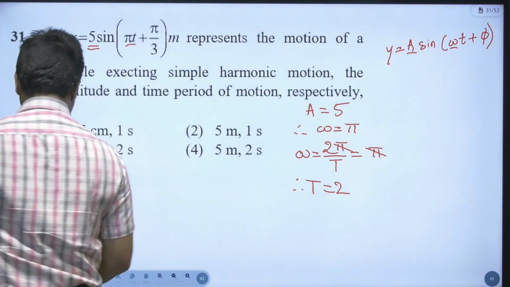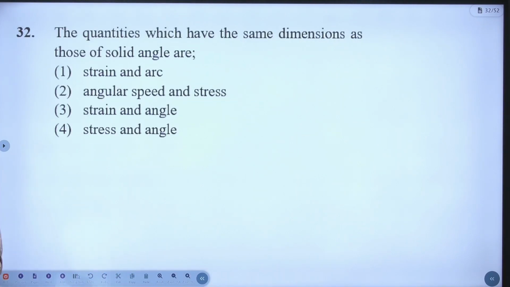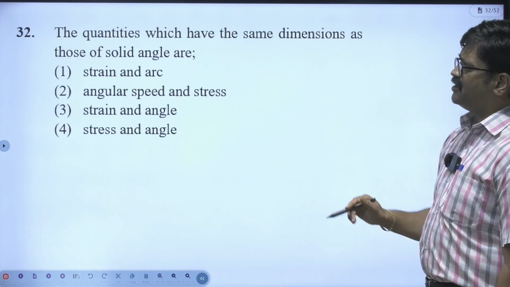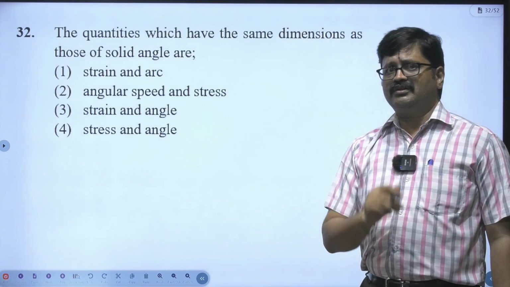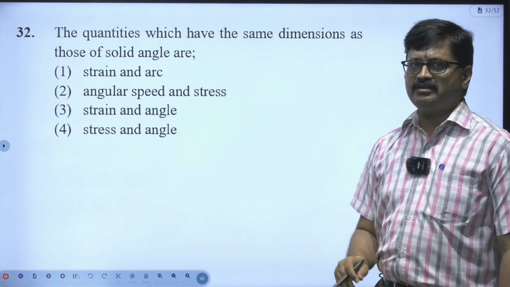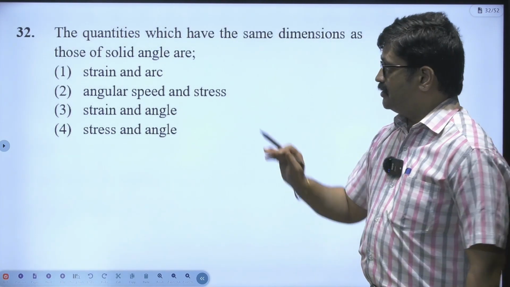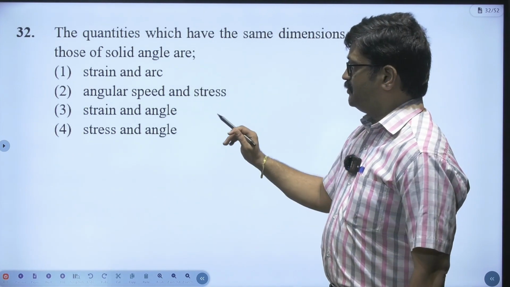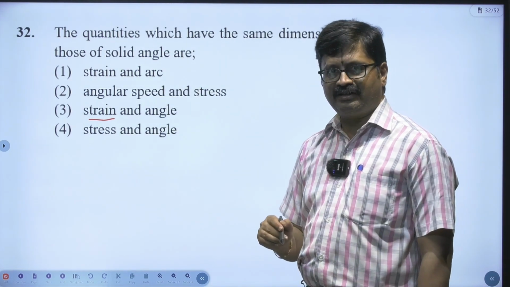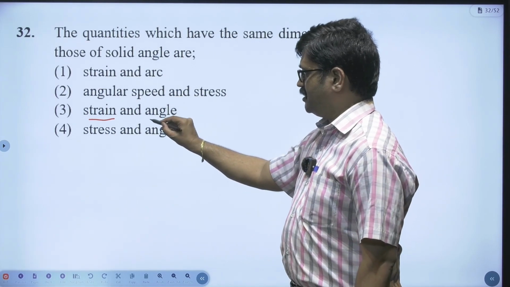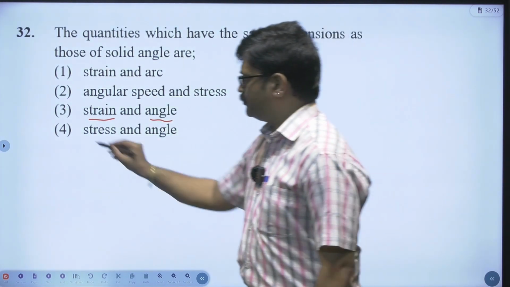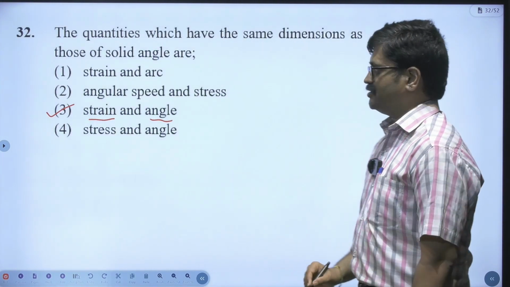Now let me move on to the next question. Question number 32. In the 32nd question, as you can see, the quantities which have the same dimensions as those of solid angle. Note that solid angle is a supplementary physical quantity, and supplementary physical quantities do not have any dimensions. So solid angle is dimensionless. Similarly, strain happens to be dimensionless because it is change in dimension divided by original dimension. Angle is again a supplementary physical quantity, which is again dimensionless. So option 3 happens to be our correct choice here.